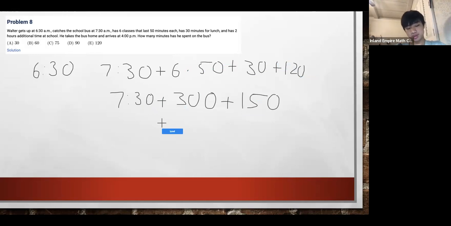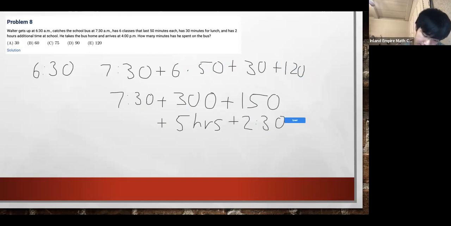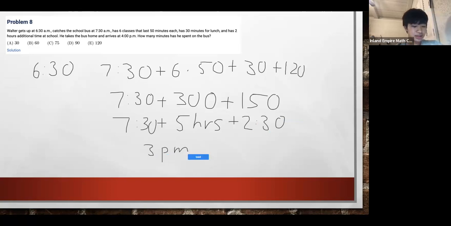730 plus, let's see, 300 minutes is the same thing as 5 hours, and 150 minutes is the same thing as 2 hours and 30 minutes. And adding these all together, we would get 3 p.m. So yeah, it does make sense.